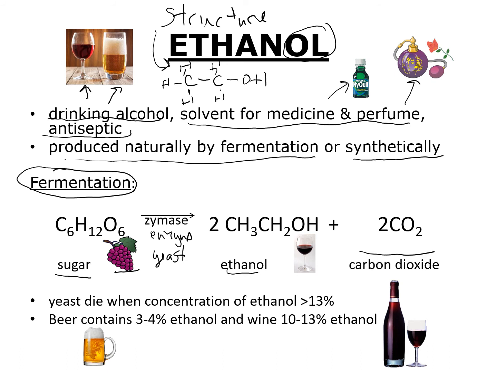If you were doing beer, you might start with grains that contain sugar, and the same process, the zymase would convert the grains into alcohol, and your beer would be bubbly because you have the carbon dioxide, which is a gas. Now the yeast die when the concentration of ethanol gets to be above 13%. So that's why your wine generally is not going to be higher than 13%, because your yeast naturally will die when they have that much alcohol in the system. Beer and wine generally contain about 3 to 4% ethanol.